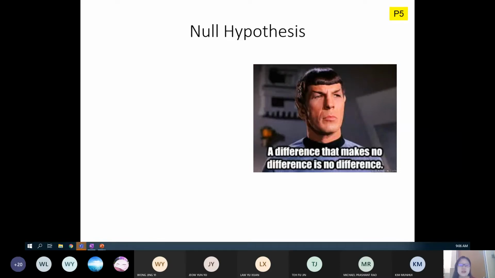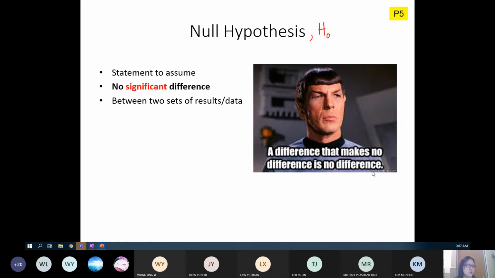Null hypothesis you can think of as the opposite of a hypothesis. We usually abbreviate it as H0. Okay, so null means zero, right? So H stands for hypothesis. So H0, null hypothesis, is all about what you want to disprove. It's a statement to assume there is no significant difference between two sets of results of data.